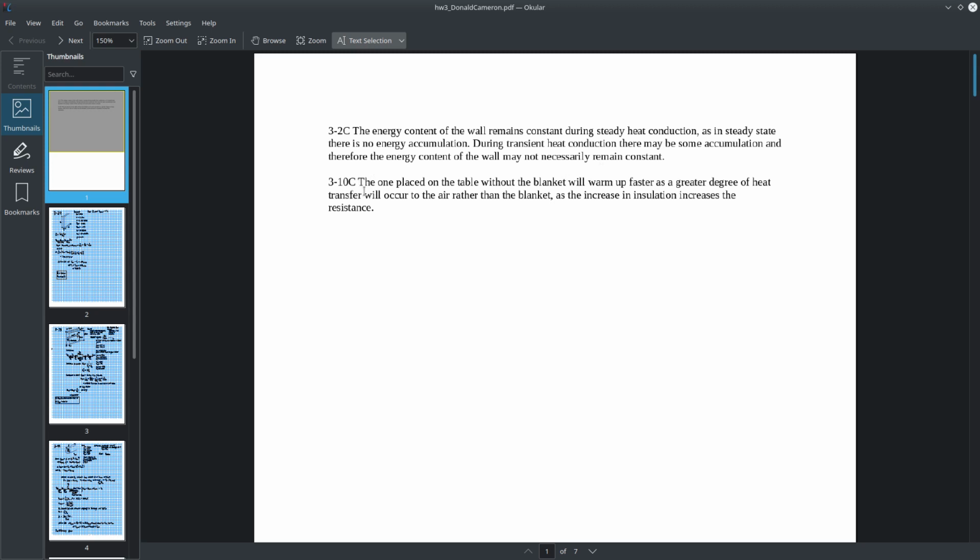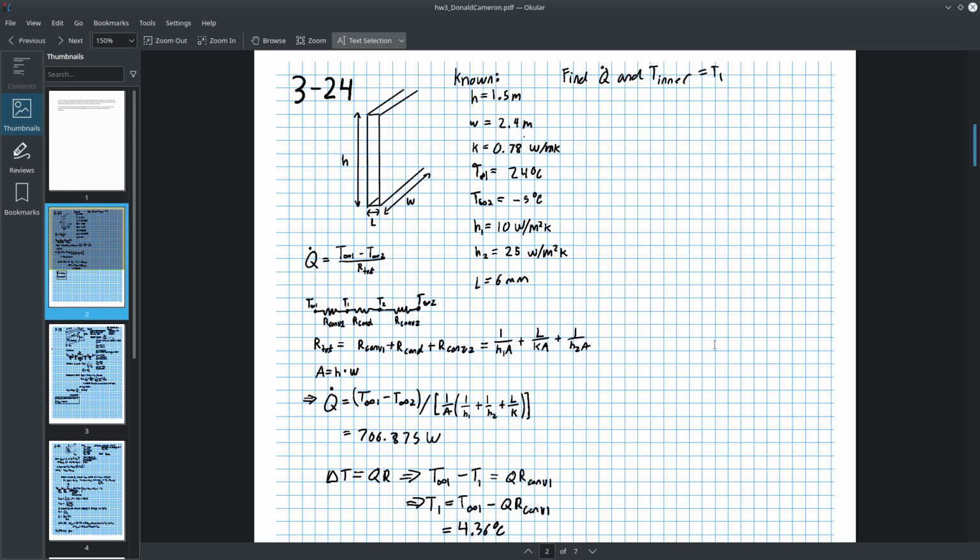The drink placed on the table without the blanket will warm up faster, as a greater degree of heat transfer will occur to the air rather than the blanket, because there is an increase in resistance R from the increase in insulation. For a glass window over which heat transfer is occurring, we can find the Q dot and the inner temperature at that inner wall by analyzing it with resistance.